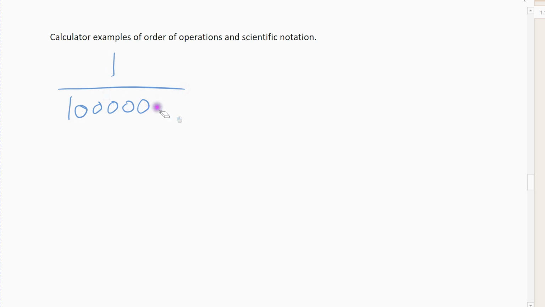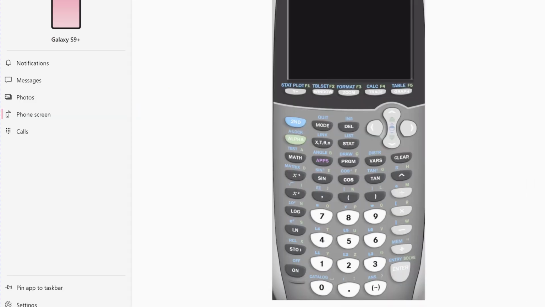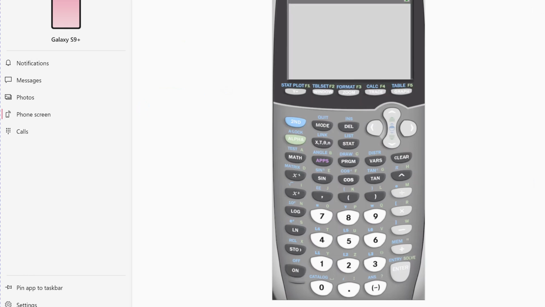Oops, I did a million. And see what the calculator spits out at me. So I'm going to go to my calculator. So here's my TI-84. And so I'm going to type in 1 divided by my 100,000.